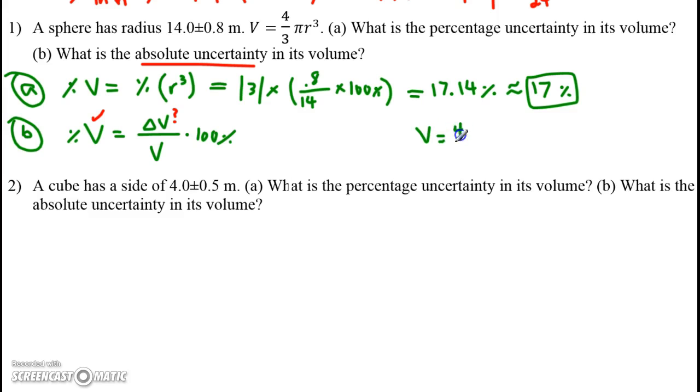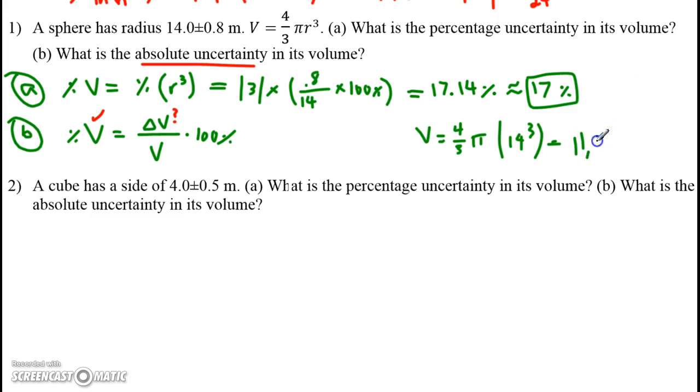Volume is 4/3 pi times r cubed, which is 14 cubed. And you calculate this, it's going to be a really, really big value. Let's see, pi times r cubed, r is 14. This is going to be huge.